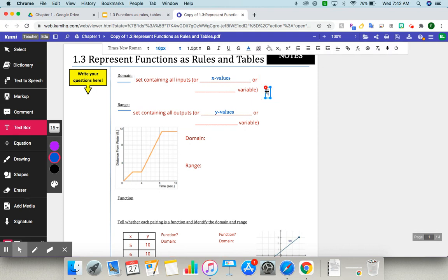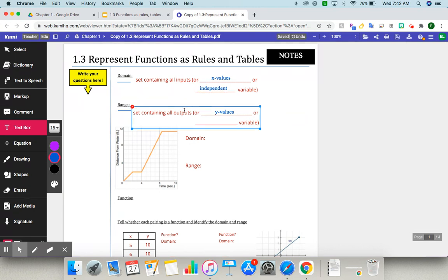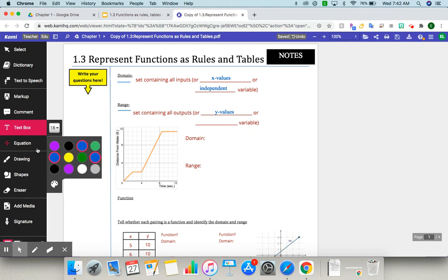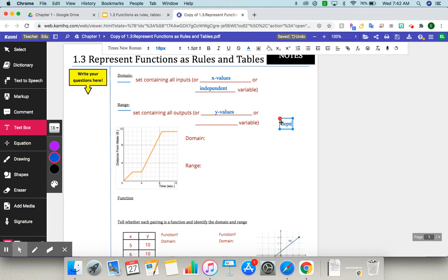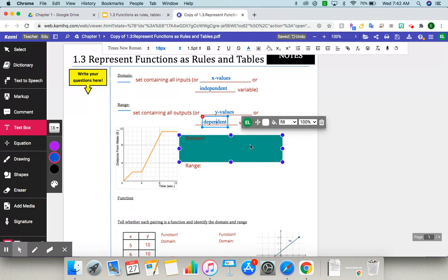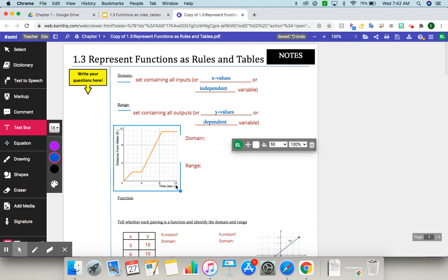we can also define this as the independent variable. The range is the set containing all the outputs, or the Y values, and we refer to this as the dependent variable. Taking a look at this graph, as you can see, we have our x-axis, which is defined by time, and our y-axis, which is defined by distance from water.